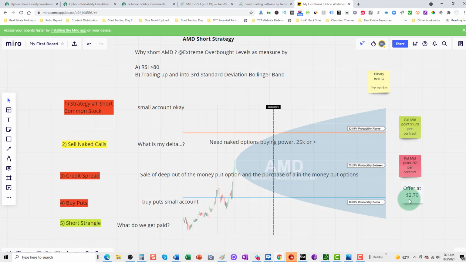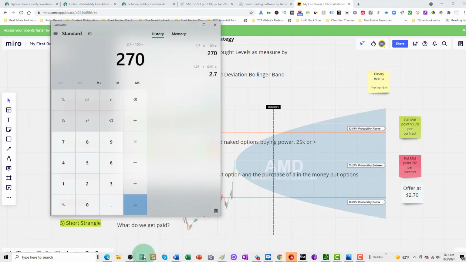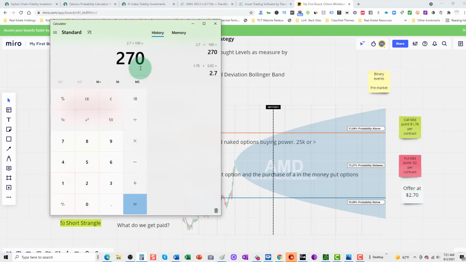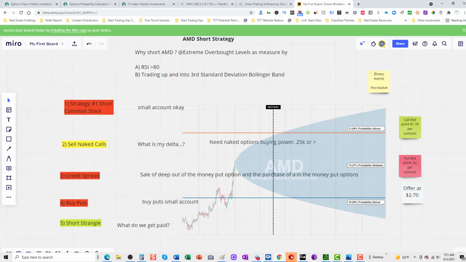And what would get deposited in our account if we sold only one contract is $2.70 per share. There are 100 shares within the contract, so we take 2.70 times 100, and we get $270 deposited into our account. And our goal is to collect a 50% profit on this trade.